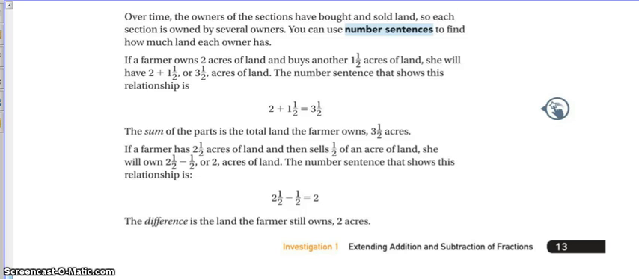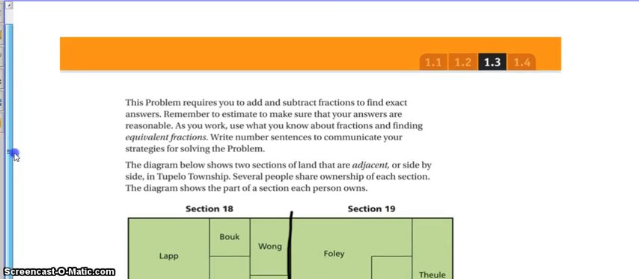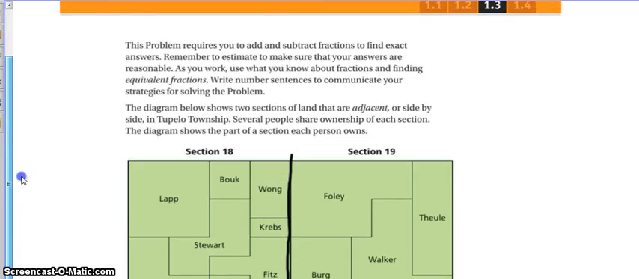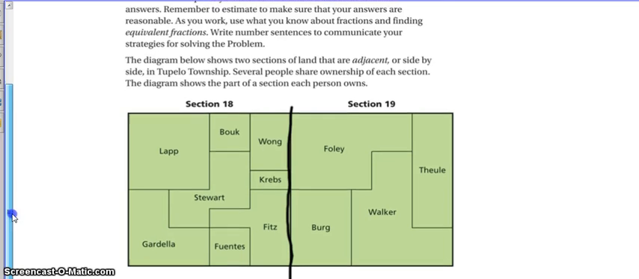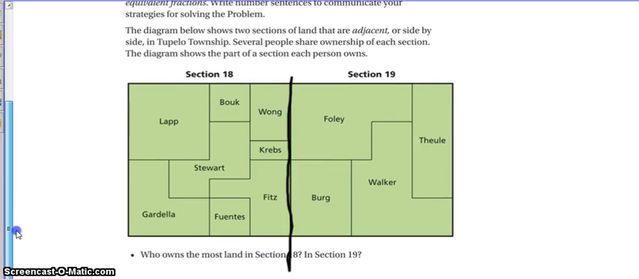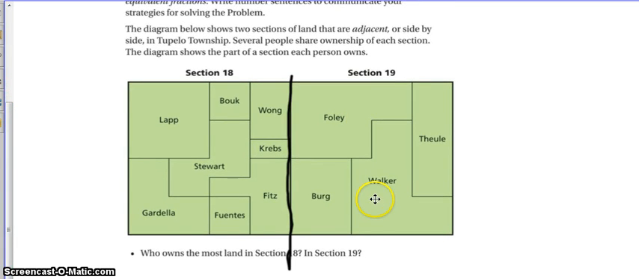All right, so let's move into the actual problem. So right here, we are going to be working with the Tupelo Township, and part of what you need to do tonight is to get this copied into your spiral, okay, because we're going to be working with equivalent fractions and whatnot. So who owns the most land in section 18 and in section 19? Well, we're going to have to figure that out.